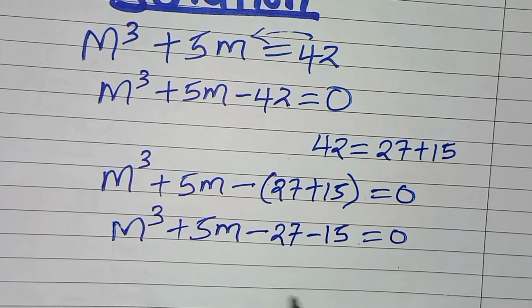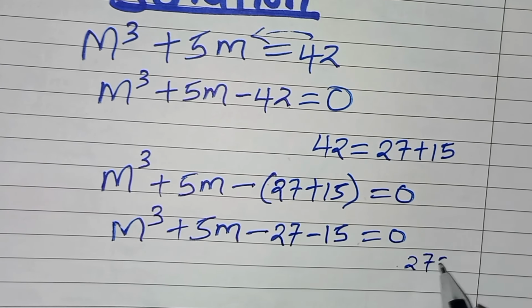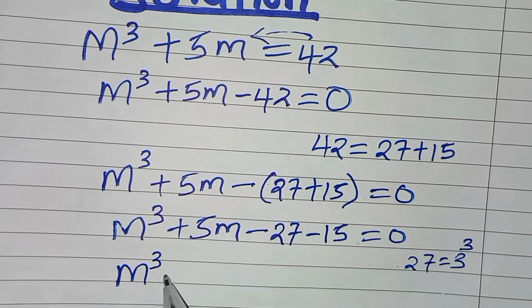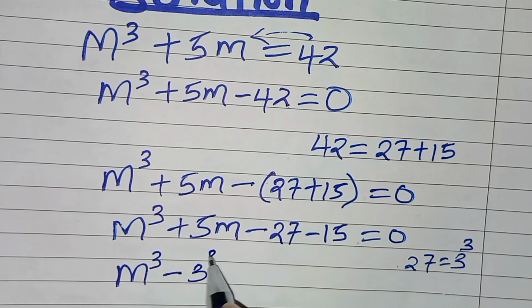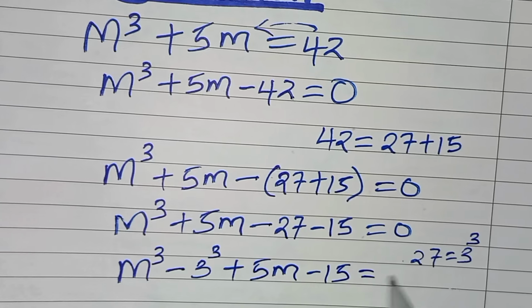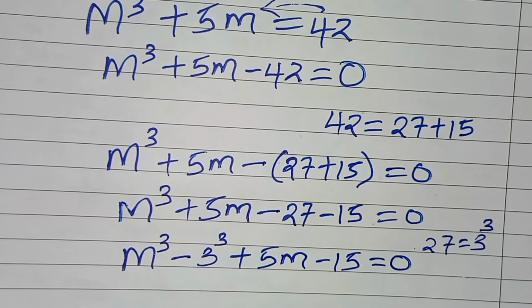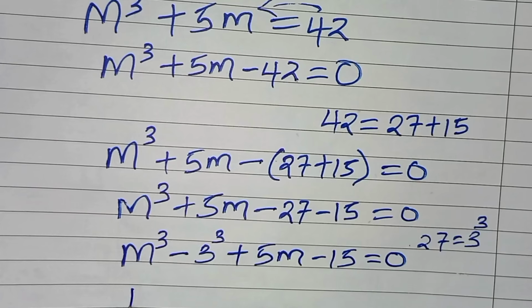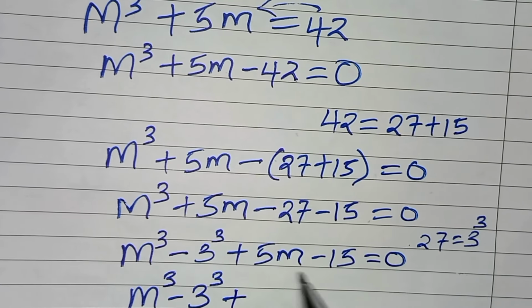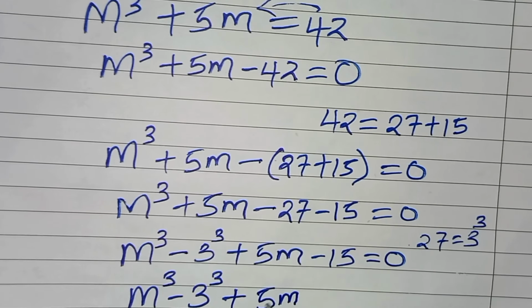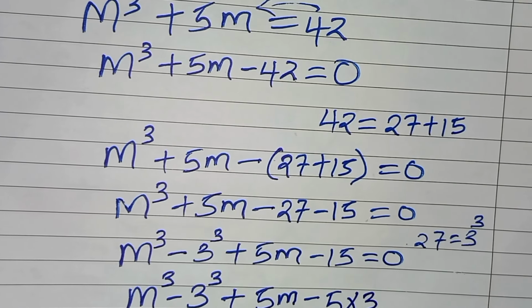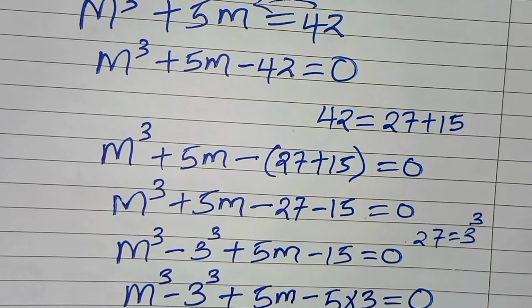Now from here, we can express 27 as 3 to power 3. Now we'll have m to power 3 subtract 27, which is 3 to power 3, plus 5m subtract 15, this is equal to 0. So from here, we have m to power 3 subtract 3 to power 3, plus 5m subtract, 15 can be expressed as 5 times 3, which is equal to 0.